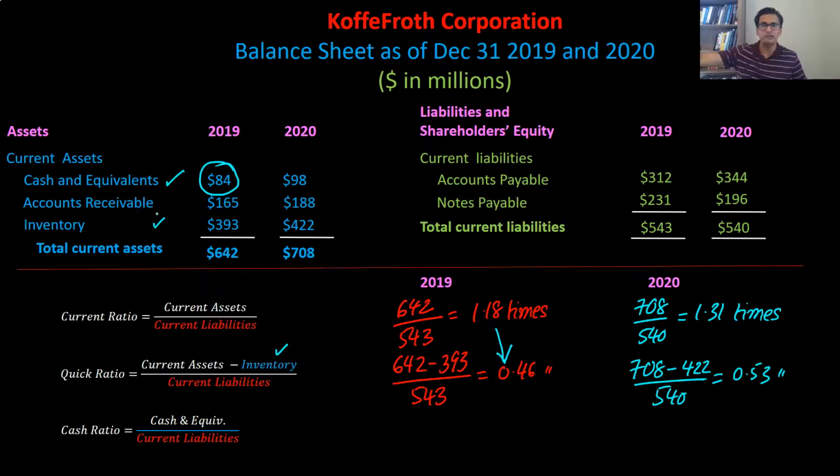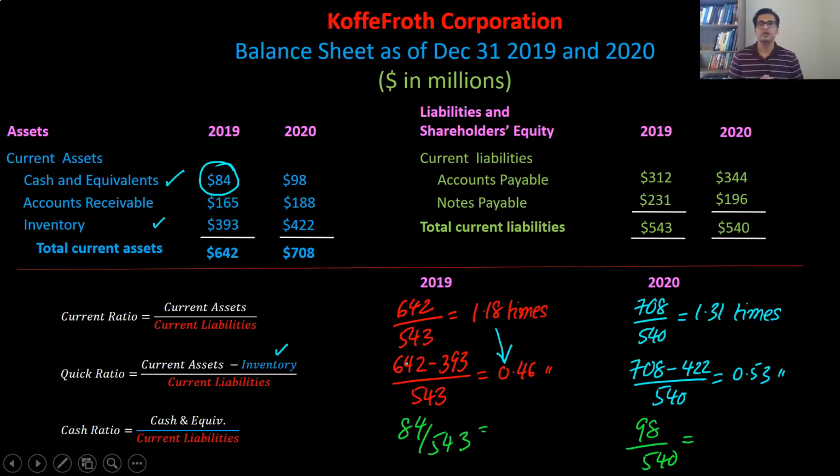So you can't collect on accounts receivable, and you can't convert the inventory right away. So the question is, how well are you equipped to meet that current liability? That's the cash ratio. It says 84 divided by 543, and here again you'll have 98 divided by 540. Same idea, and you can do this math. So these are different ways, and again, times, different ways of measuring liquidity.